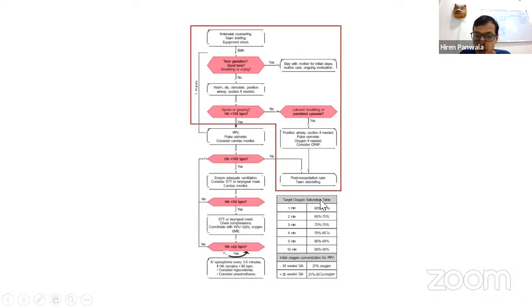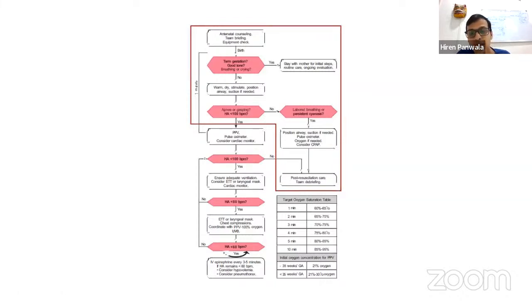Now, this is the box that I was mentioning about. This box tells us what are the target saturations. Now, some of you may find this very surprising, but even if a baby is saturating 80% at 5 minutes, it is still okay. These are the normal saturations.